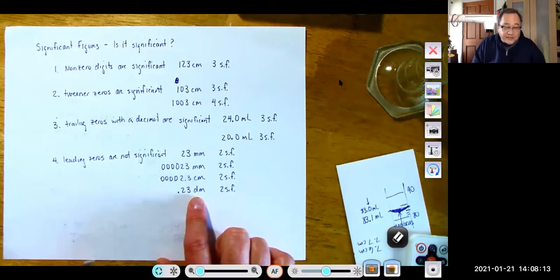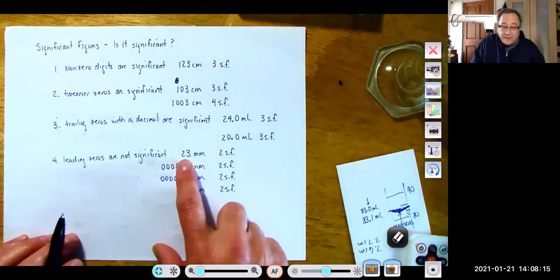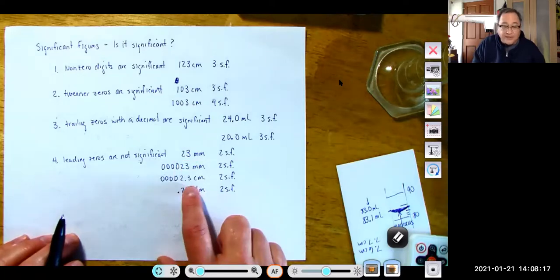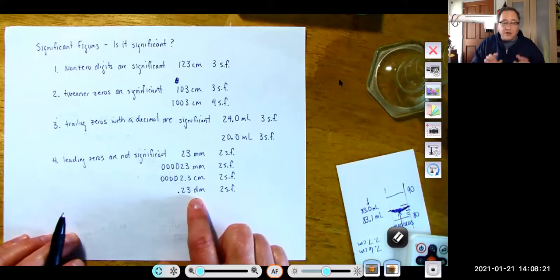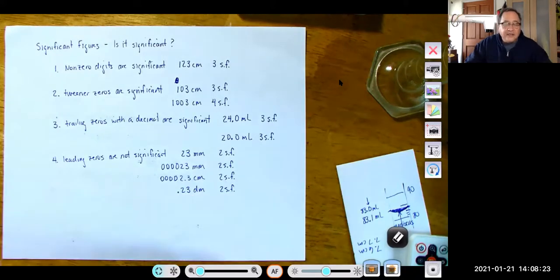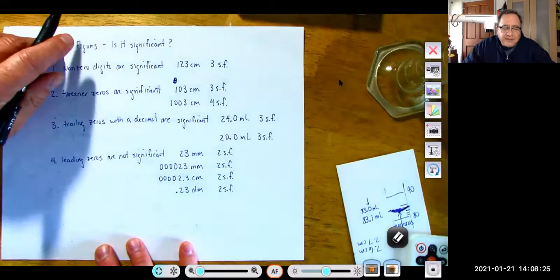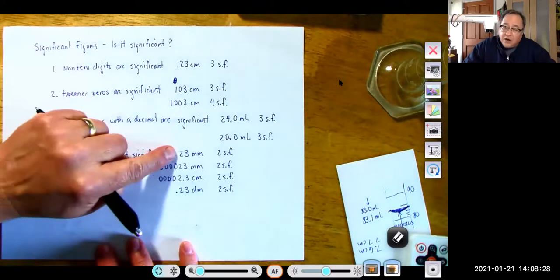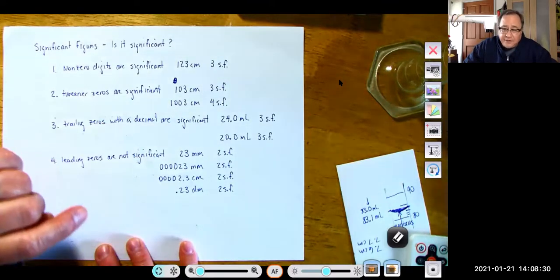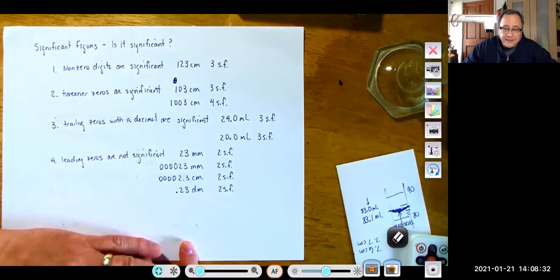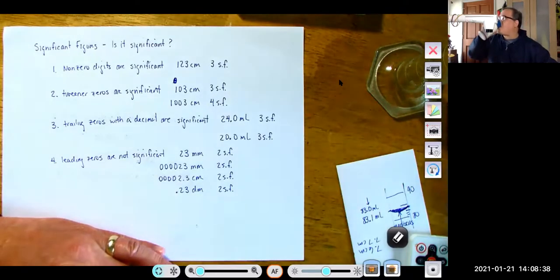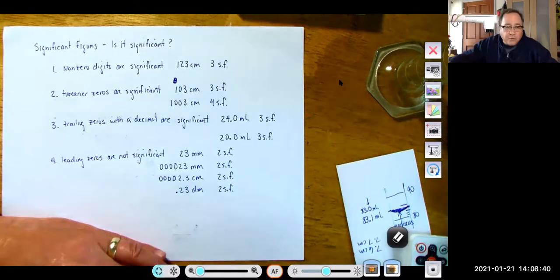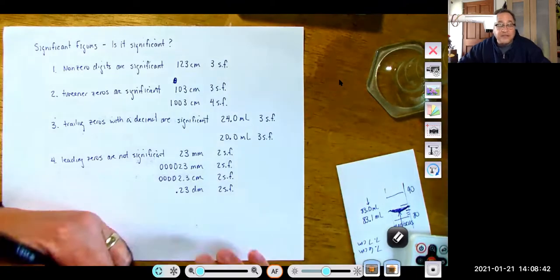You can see where this is leading. 23 millimeters is the same as 2.3 centimeters, is the same as 0.23 decimeters. They're all the same value. Does it make sense to you that if they all come from this initial value, they should all have the same number of significant figures? Does that make sense? I'm going to convert it one more time, but this time I'm going to convert it to meters.